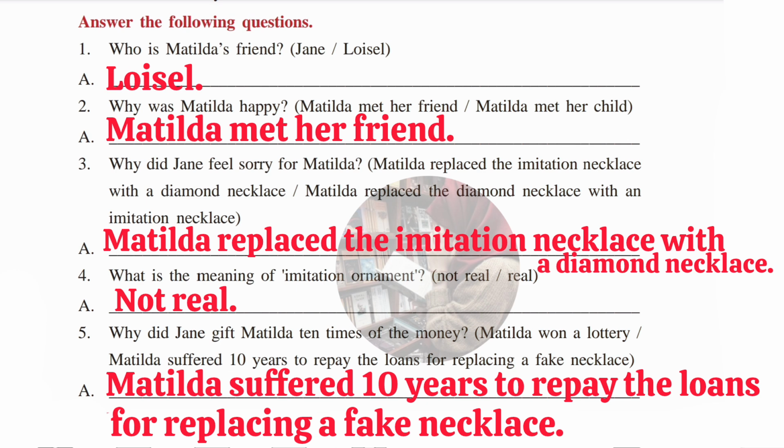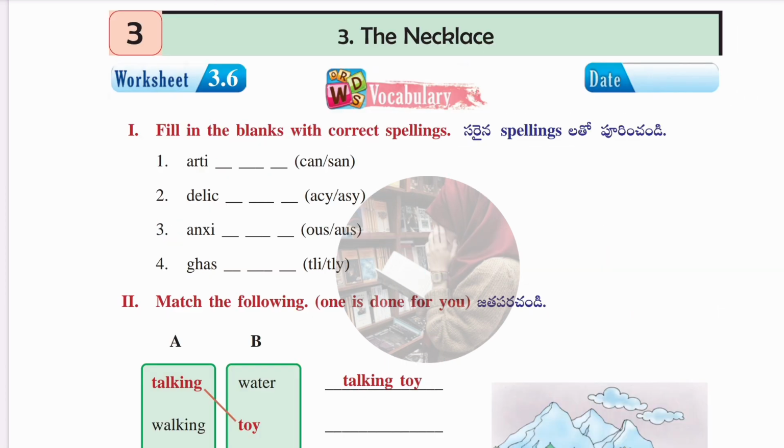Okay guys, have you understood? Now we'll move to the next worksheet, that is worksheet number 3.6. Okay, this worksheet is all about vocabulary part. Let's see. First Roman is fill in the blanks with correct spellings.